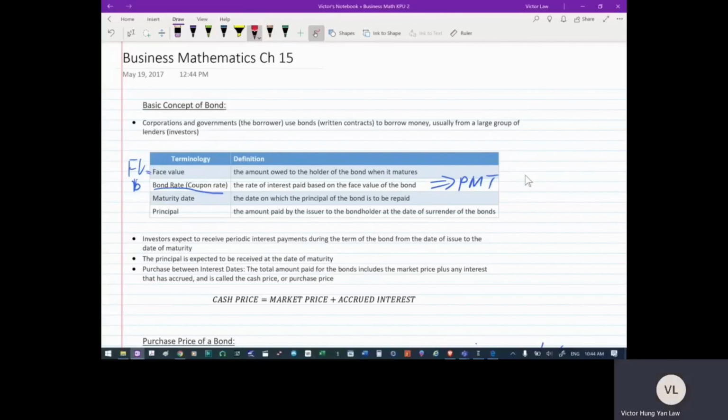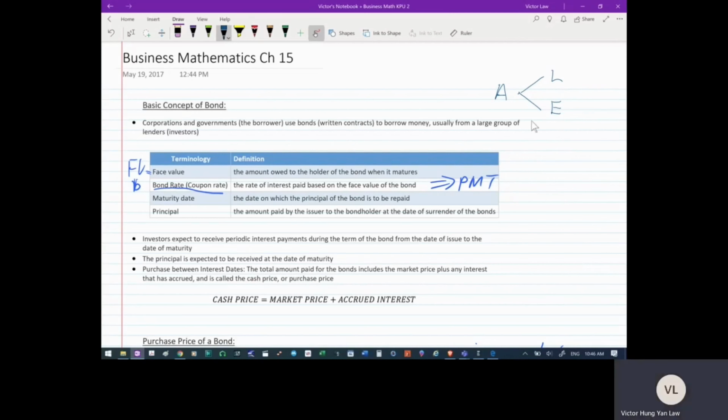Chapter 15, Bond Valuations. The basic concept with bonds is that corporations and governments use bonds to borrow money from investors. From accounting, you learn that asset equals liability plus equity. From a business perspective, a firm can raise money to finance its projects in two ways. First is through the equity method, which is issuing common shares or preferred shares. Or they can borrow money, and they do that by issuing bonds.